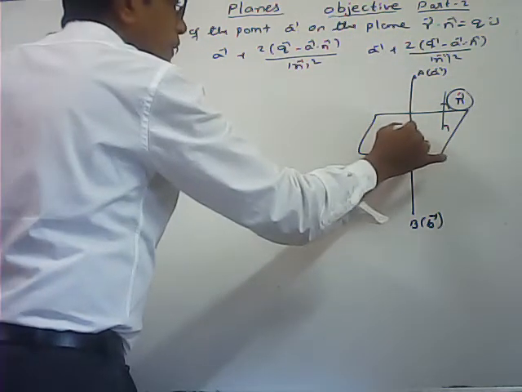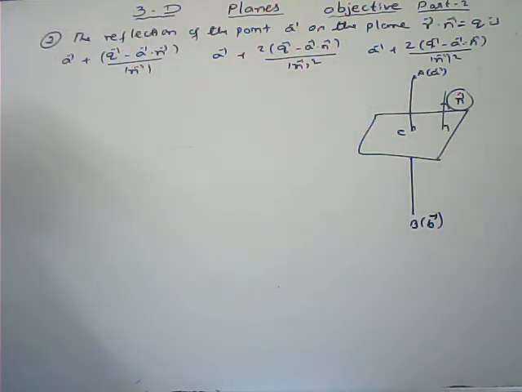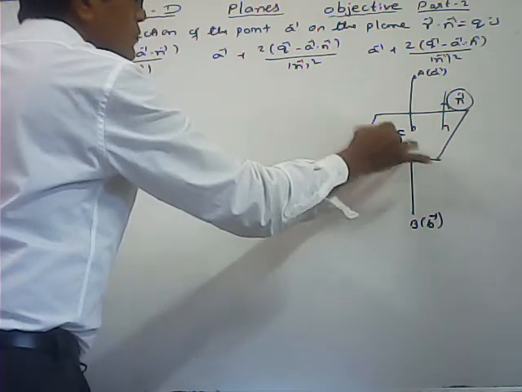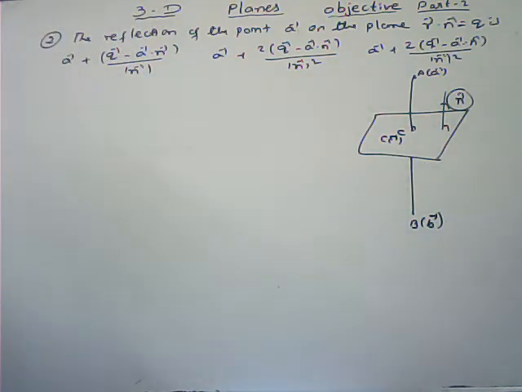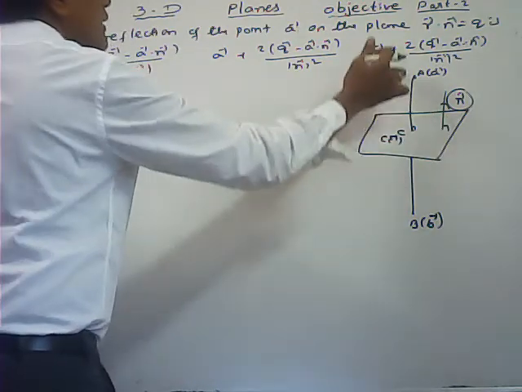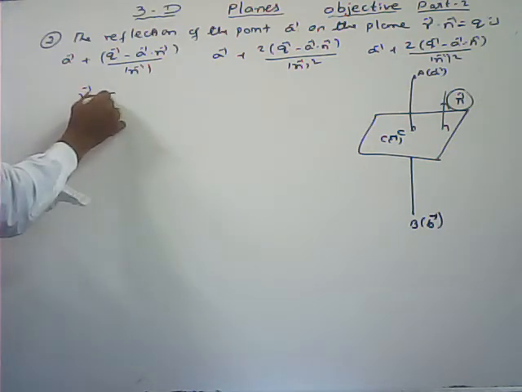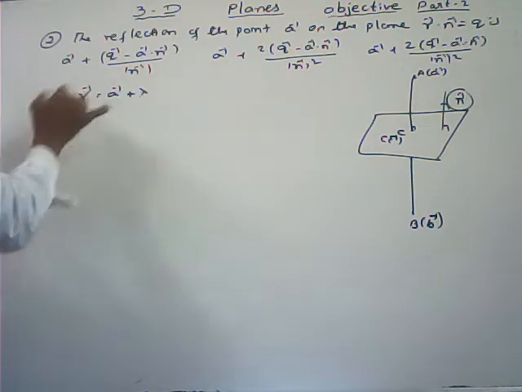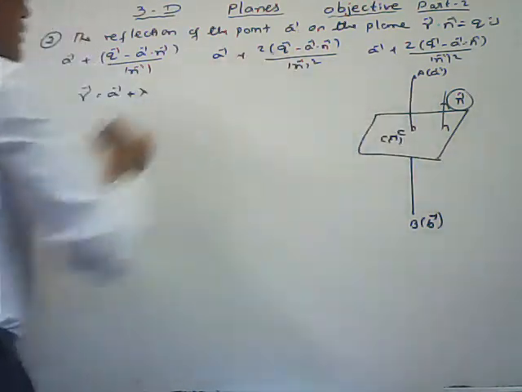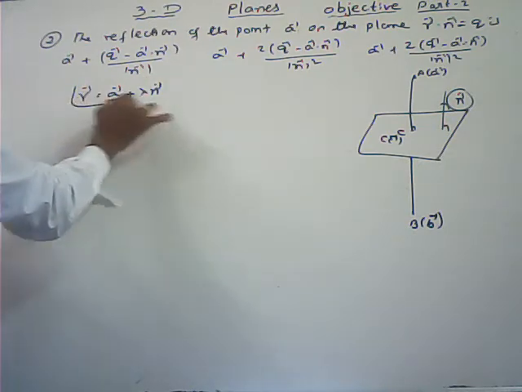Here the midpoint I am taking as C. This is the foot of the perpendicular from A to the plane. That one I am taking as C, whose position vector is C bar. Now by solving these two, plane and line: what is that line equation? R bar is equal to A bar plus lambda into the DRs. These two are perpendicular to the plane, so the parallel DRs of the line is N bar. This is the line equation.